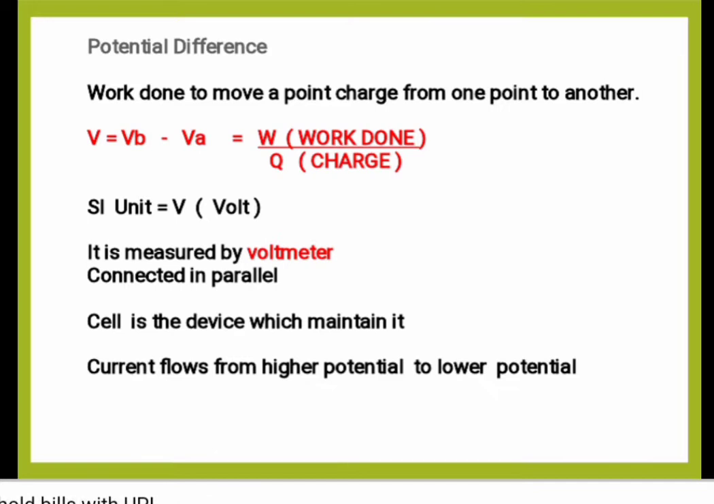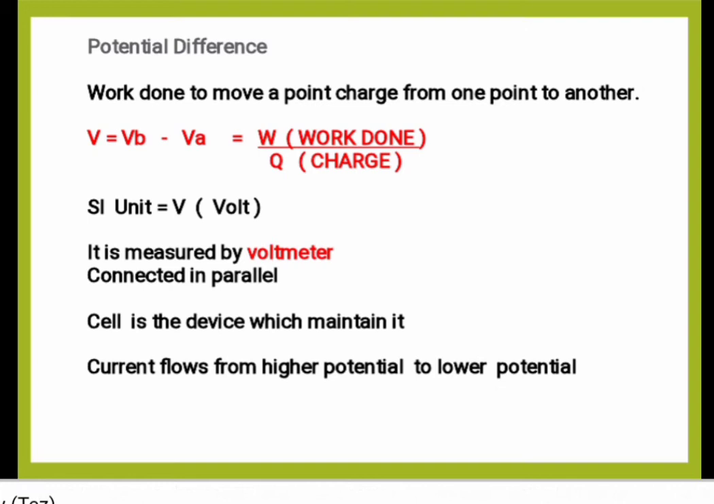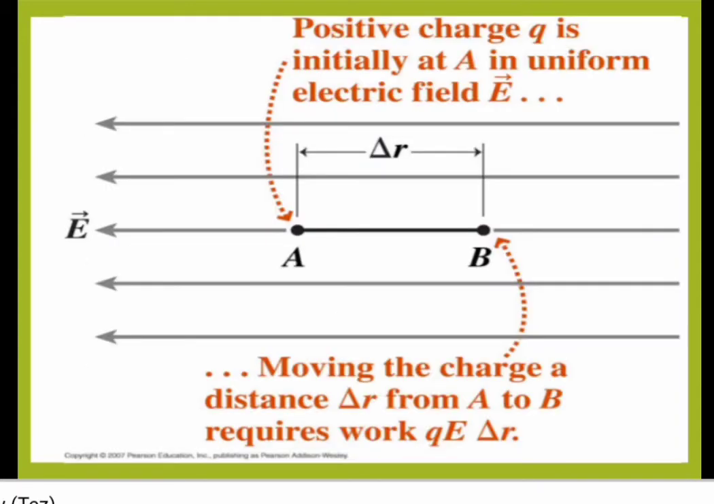The SI unit of potential difference is capital V. It is measured by a voltmeter. Current is measured by an ammeter, and voltage, or potential difference, is measured by a voltmeter. It is always connected in parallel. A cell is the simplest device which maintains it, meaning it maintains potential difference. Current always flows from higher potential to lower potential.